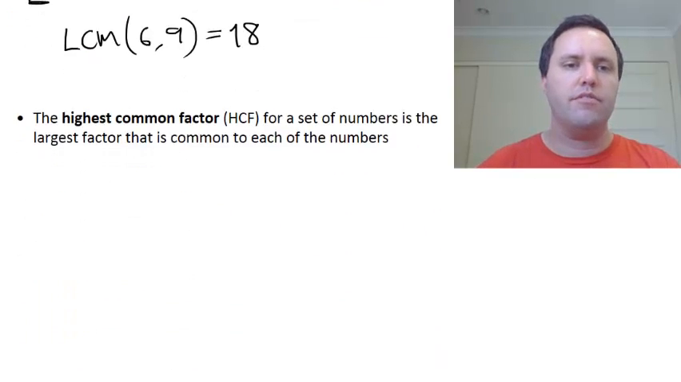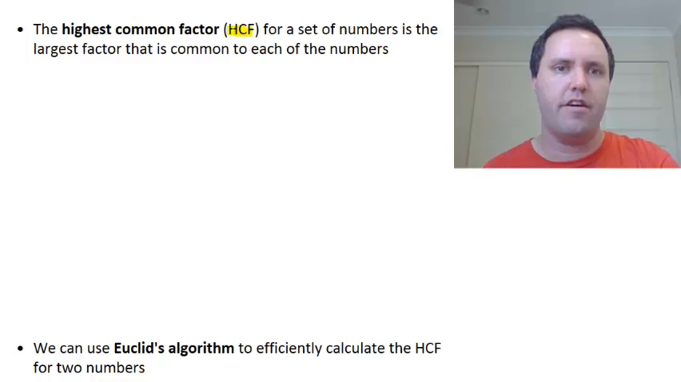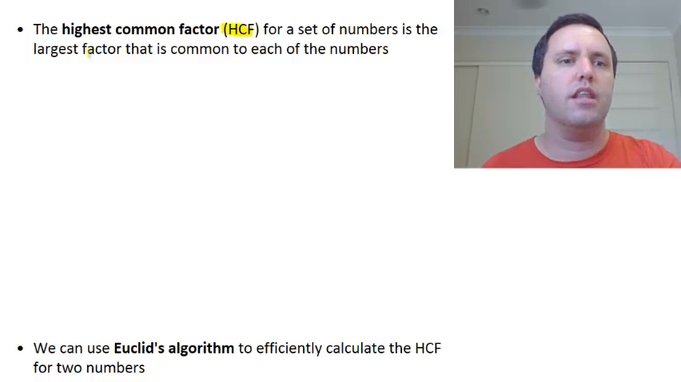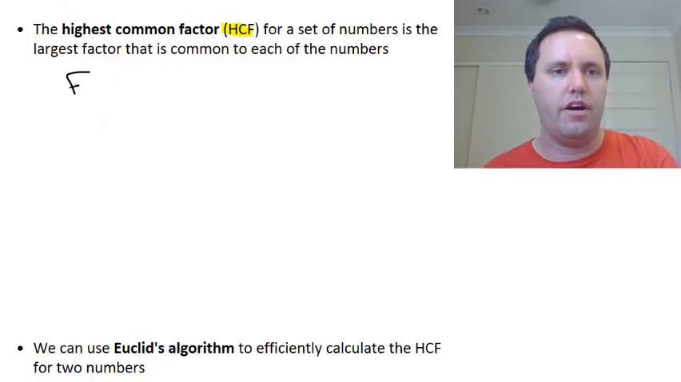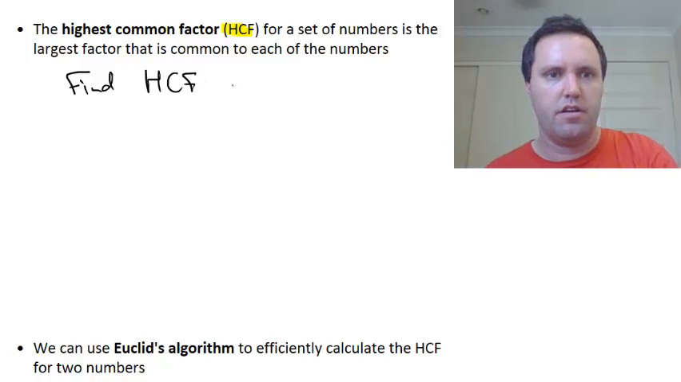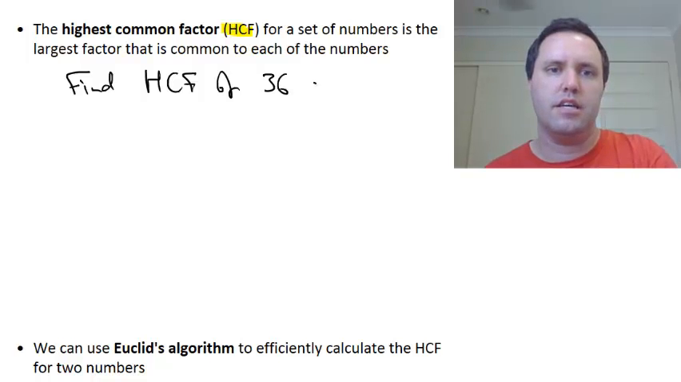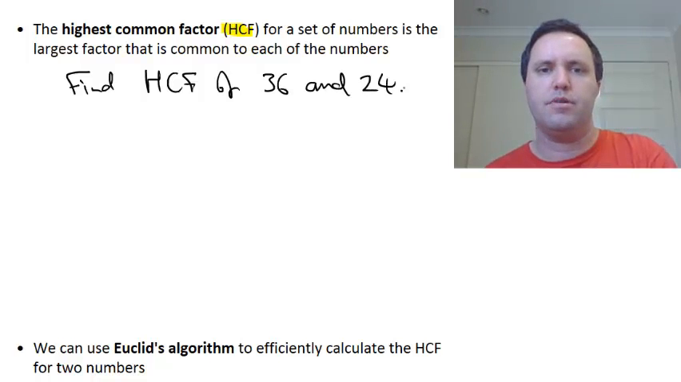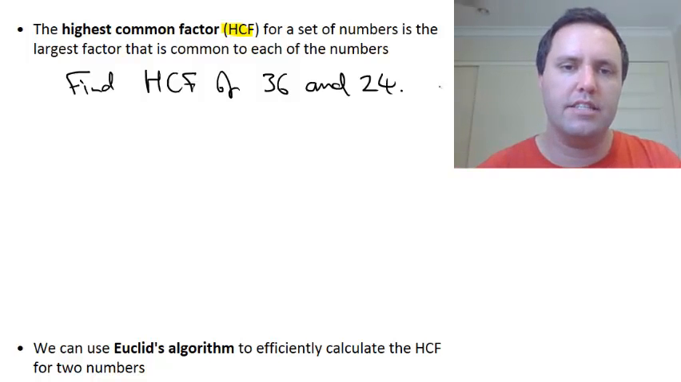Okay, highest common factor. I'm going to give you a bit of a choice. Okay, so highest common factor, or HCF, for a set of numbers is the largest factor that is common to each of the numbers. Okay, so let's just say find HCF of, let's just go 36 and 24. Yeah, it's a pretty classic two numbers to find. A lot of factors in common.